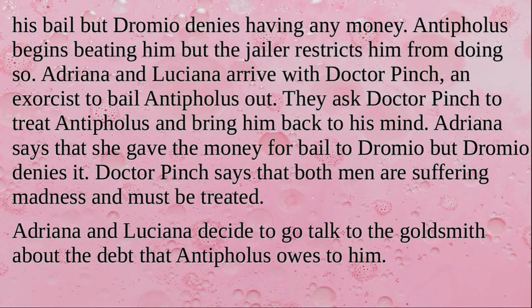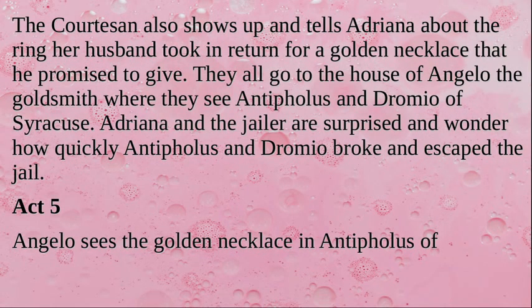Adriana and Luciana decide to go talk to the goldsmith about the debt that Antipholus owes to him. The courtesan also shows up and tells Adriana about the ring her husband took in return for a golden necklace that he promised to give. They all go to the house of Angelo, the goldsmith, where they see Antipholus and Romeo of Syracuse. Adriana and the jailer are surprised and wonder how quickly Antipholus and Romeo broke out and escaped the jail.